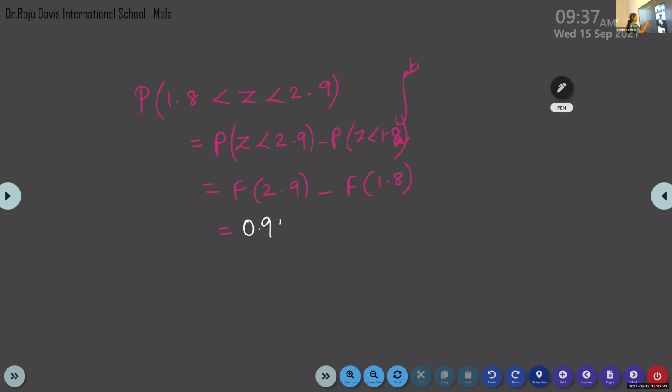0.9981. Yes, 0.9981 minus f of 1.8. Aditya, what is f of 1.8? 0.9641. Yes, 0.9641. Simply subtract it, you'll get the answer. Subtracting, what is the answer you'll get? 0.0340. Is it correct? Okay.